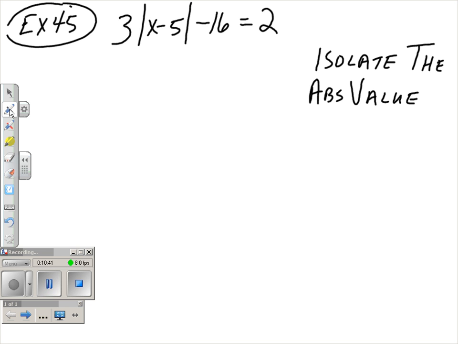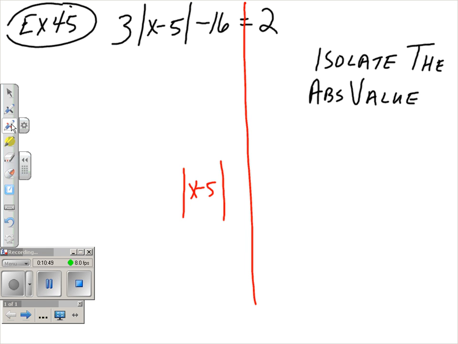Alright, so I'm going to isolate the absolute value. So here's my fence. I'm going to try and get the absolute value of x minus 5 alone, and then we'll go from there. So it's like a two-step problem. First get the absolute value alone, and then take care of the absolute value.